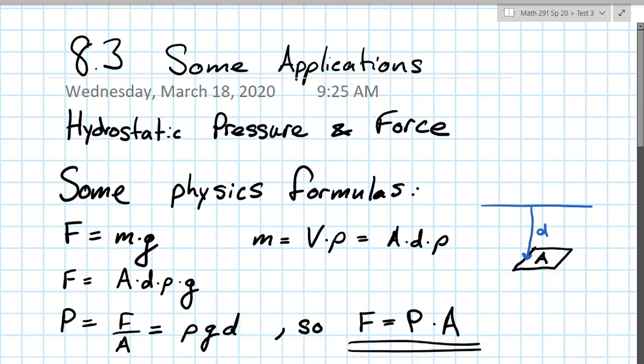drawing on the right here, d meters underwater, and the plate is kind of perpendicular. The line is perpendicular to the plate, or the plate is parallel to the surface of the water here.